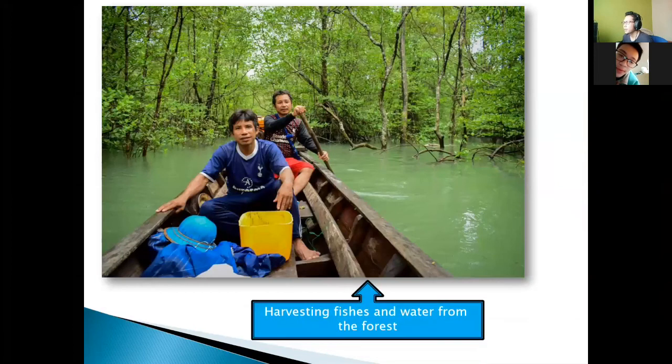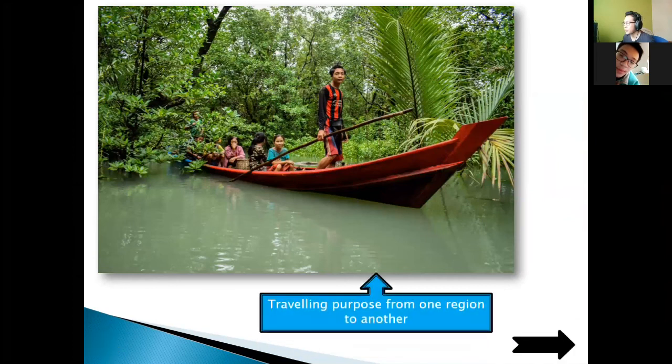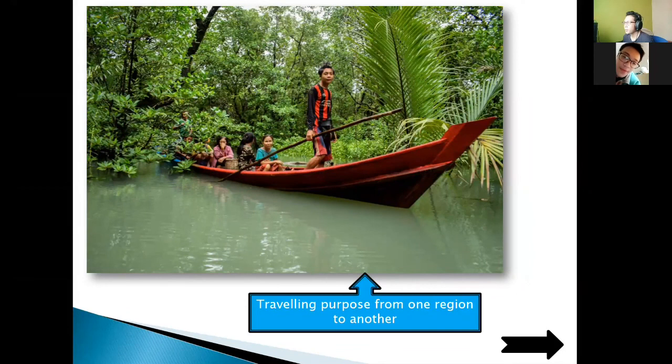For example, in a mangrove forest, there are rivers which are important for human protein sources, such as fish, which come from the forest. Continuing with the mangrove forest, the river can be used for traveling from one region to another. This situation can be seen in a mangrove forest.